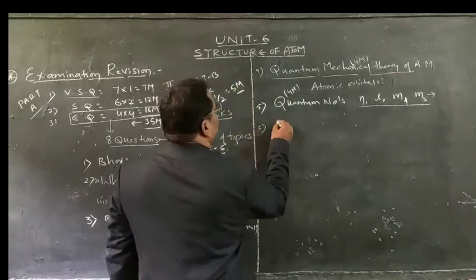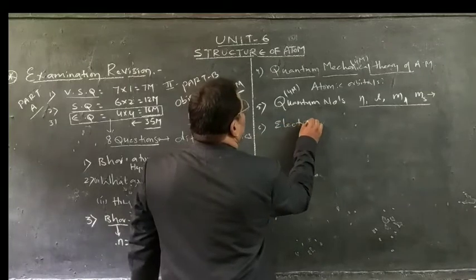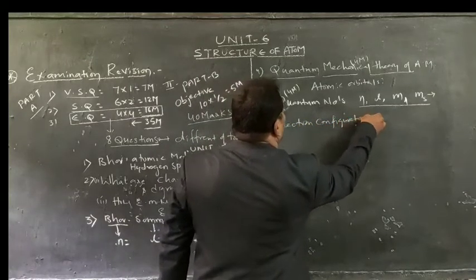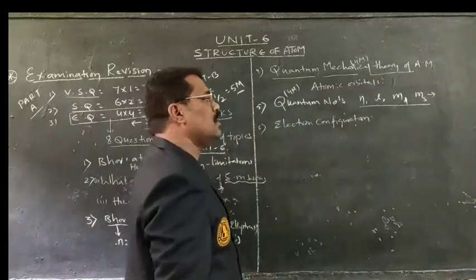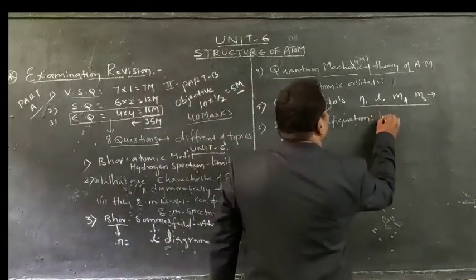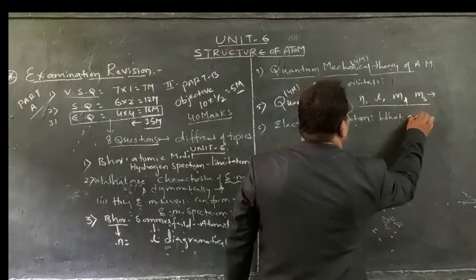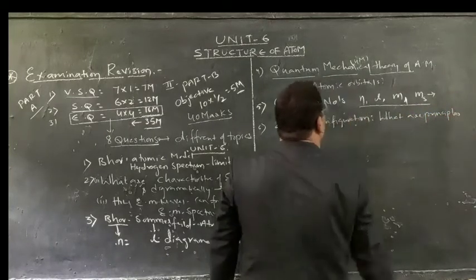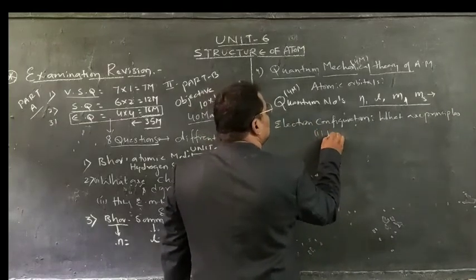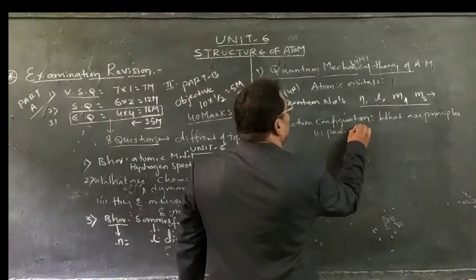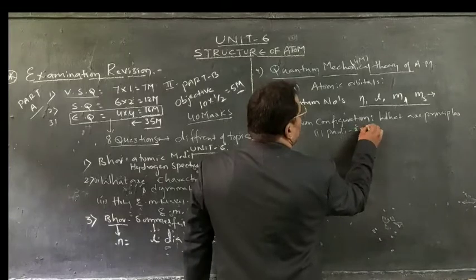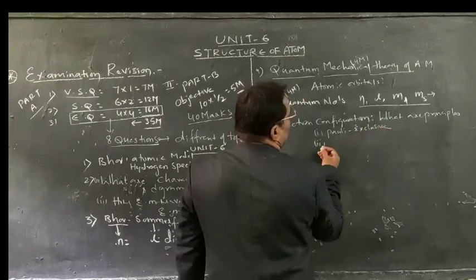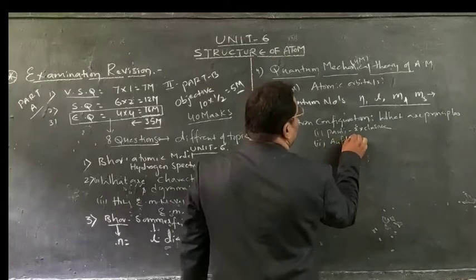The sixth one is electronic configuration. What is meant by electronic configuration, and on what principles? What are those principles? The first principle is the Pauli exclusion principle. The second one is the Aufbau principle.